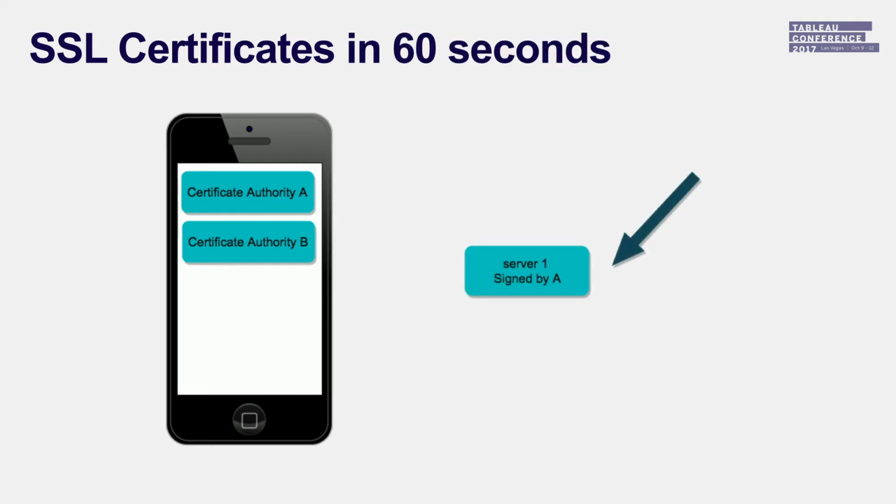If you connect to a server that has a certificate signed by Certificate Authority A, a well-known certificate authority, the mobile app says, yes, I know about that. Thumbs up, let's talk. Similarly, if you have a certificate signed by Certificate Authority B, because it's a well-known authority, the mobile app says, yes, I know who that server is, I trust it, and we can communicate.